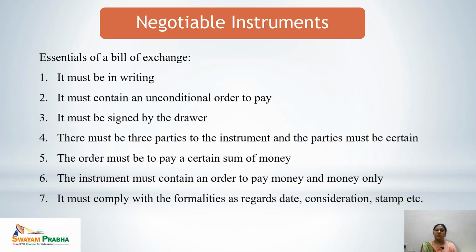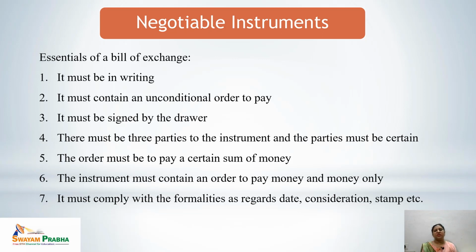There must be three parties to the instrument and parties must be certain. Parties must be certain means the person to whom the payment would be made, the person who is drawing the bill, and the one on whom the bill is being drawn must be certain. The order must be to pay a certain sum of money. What is the meaning of certain sum of money? That means the amount which is to be paid must be clearly mentioned in the bill of exchange.